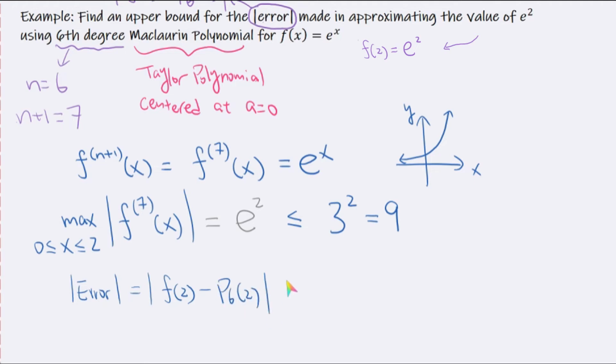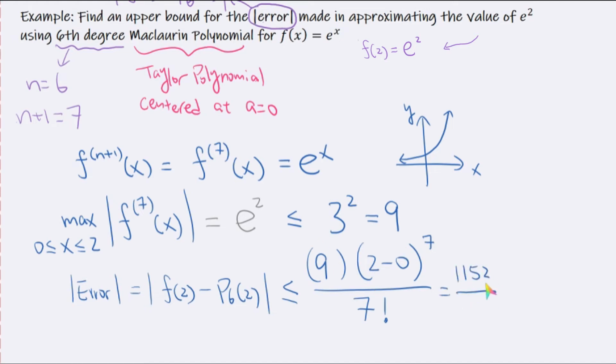So now we should have all the information that we need to plug them into our error bound inequality. And the value here should be easy enough to evaluate even without the calculator. 2 to the 7th is 128 times 9, that's 1,152, and 7 factorial is 5,040. Divide the two numbers, we get approximately 0.229.